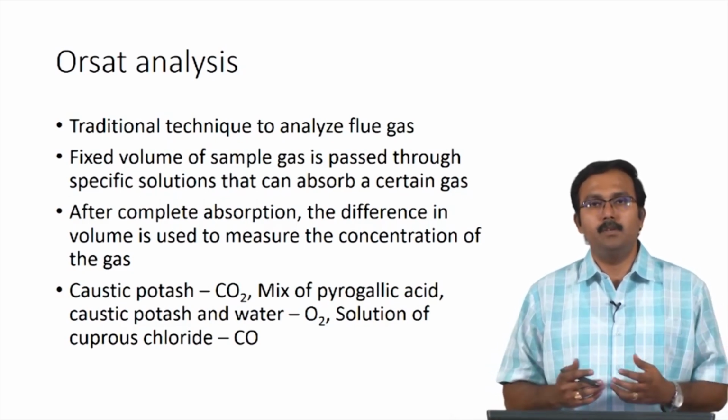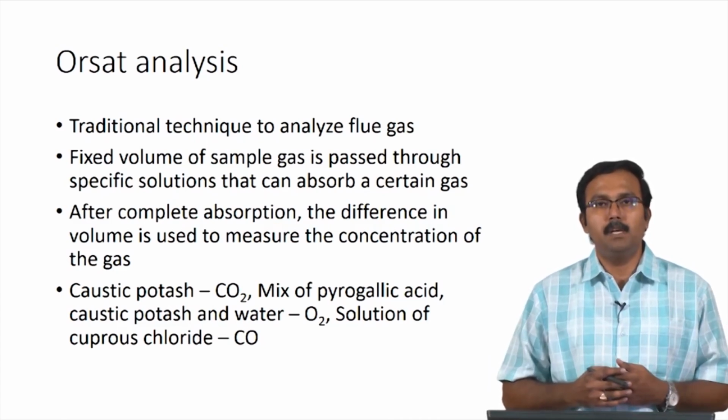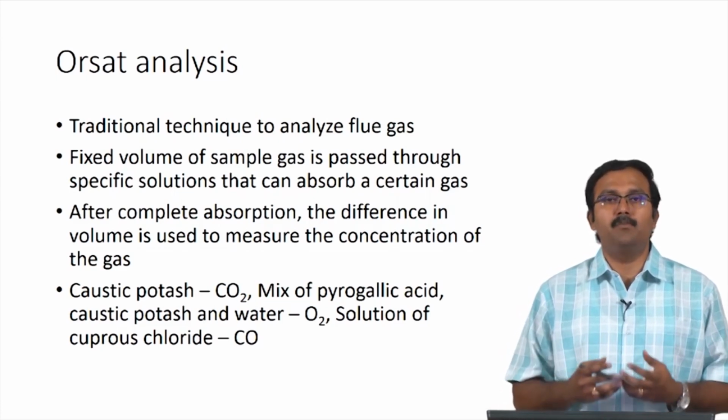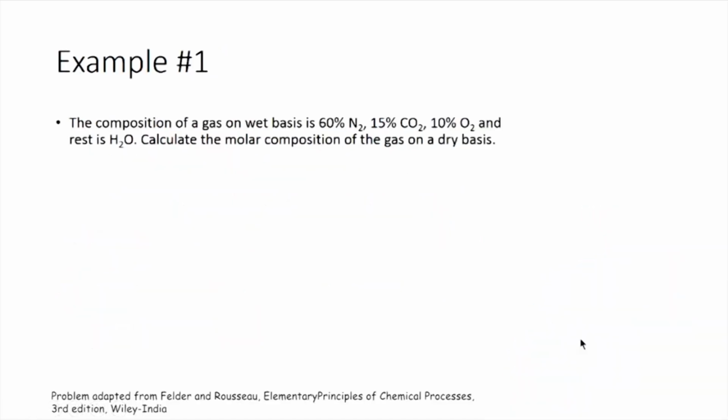Now that we have understood and learned the terminologies, let us perform certain example problems to ensure that we have fully understood and have the grasp for performing calculations related to combustion reactions. Here is the first example problem. The composition of a gas on wet basis is given as 60% nitrogen, 15% carbon dioxide, 10% oxygen and the rest is water vapor. You are asked to calculate the molar composition of the gas on a dry basis.